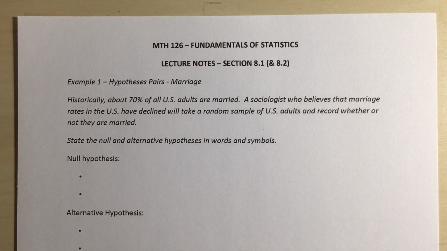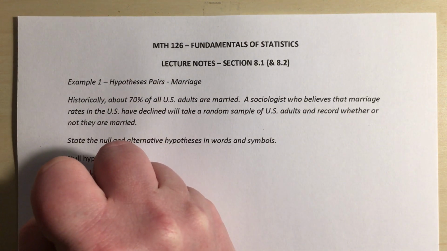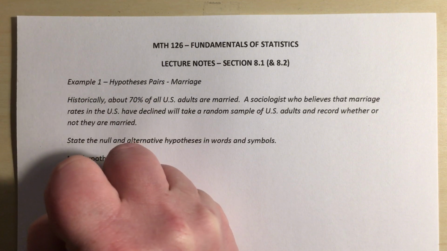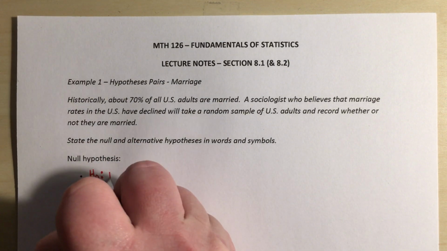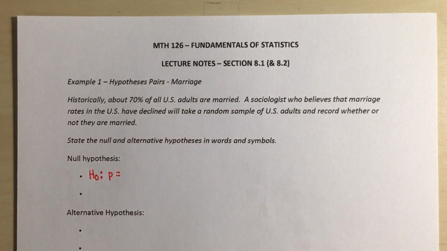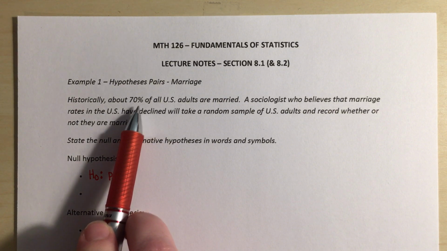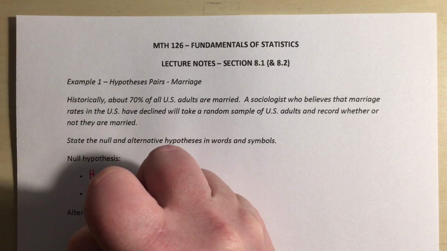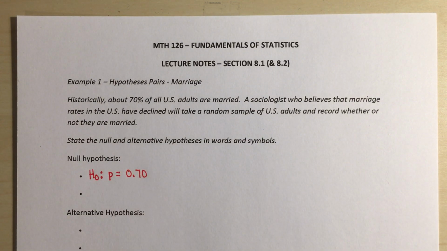All right, so our null hypothesis, remember, is our H sub 0, our H naught. Both our null and alternative hypothesis start with the letter P. Null hypothesis always has an equal sign. And what we're using is the claim of 70%. We're going to write that as a decimal. So our null hypothesis is that P equals 0.70.